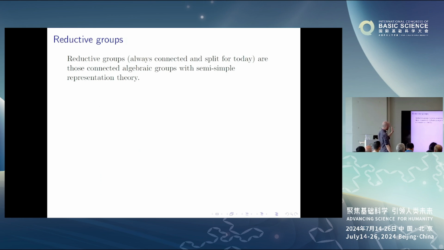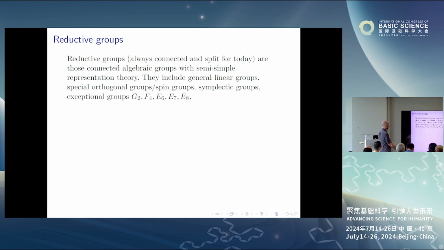So to tell you about Langlands duality, I have to tell you first about reductive groups. My reductive groups are always connected and split, for people who care about such things. And these are exactly those connected algebraic groups with semi-simple representation theory. Maybe affine, let's say. They include, for example, general linear groups, special orthogonal groups or spin groups, symplectic groups, exceptional groups. There's 5 of them. They have really evocative names, and not a ton more.